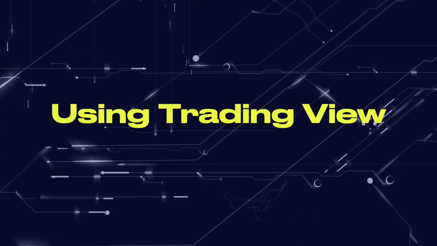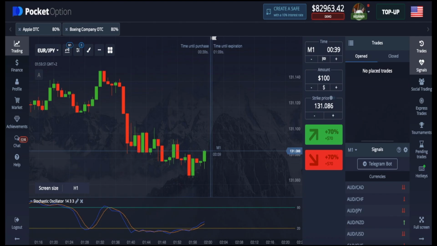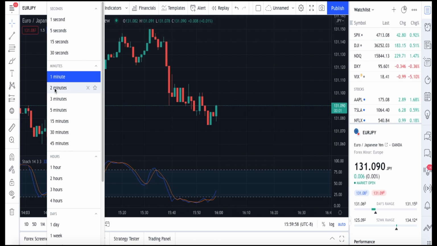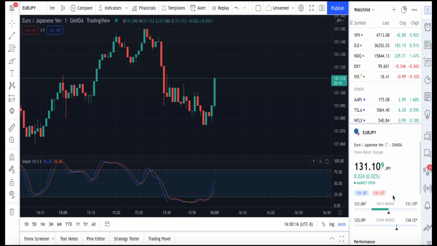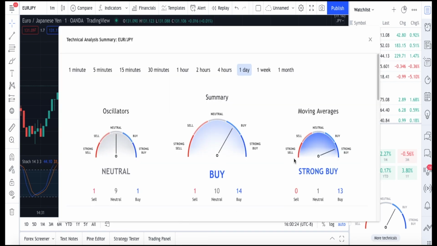Using TradingView, what I'm going to show you is how you can get free signals. Now, here is the euro and the Japanese yen. Then you can go down and click where it says technicals, and it brings up all the technicals. It says oscillator, summary, and moving averages. And as you can see, the meter is going, telling you to either sell or buy.